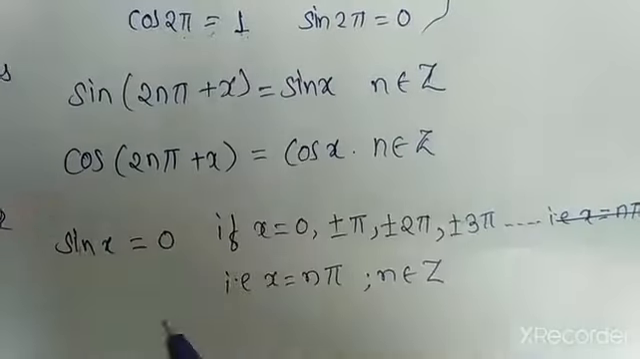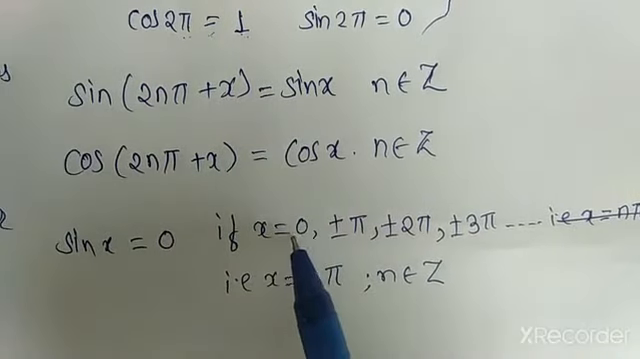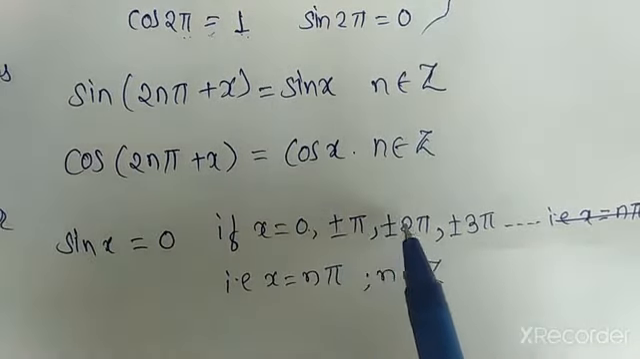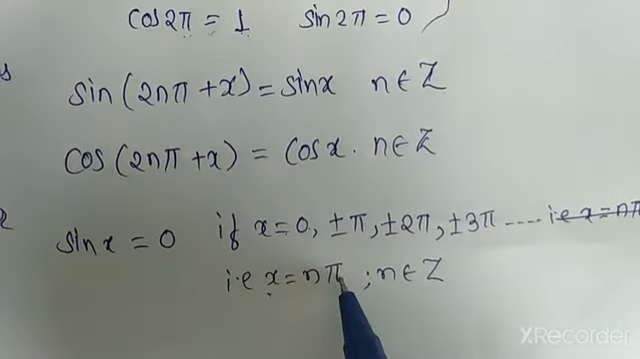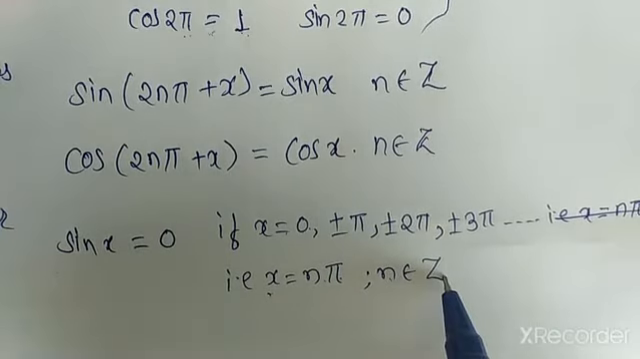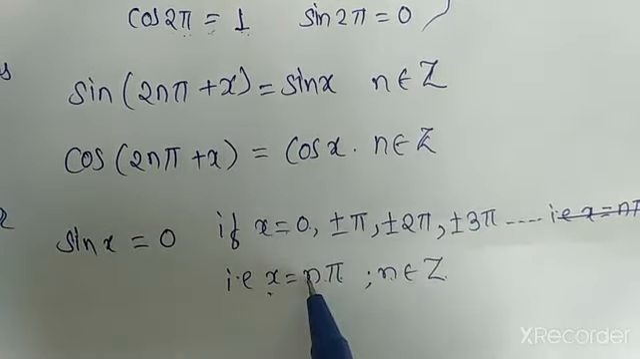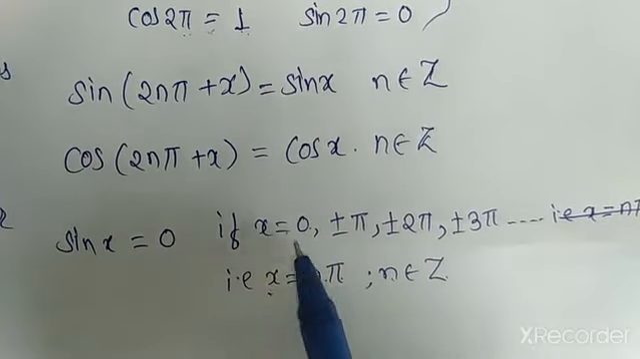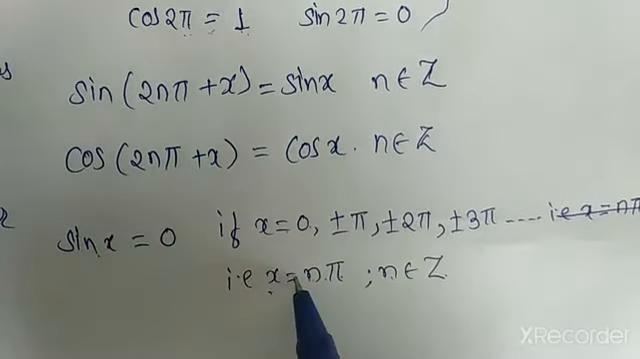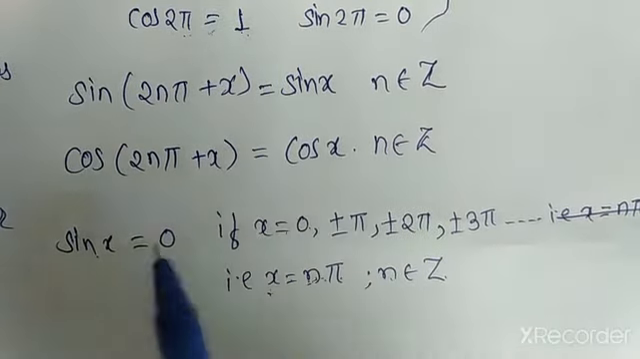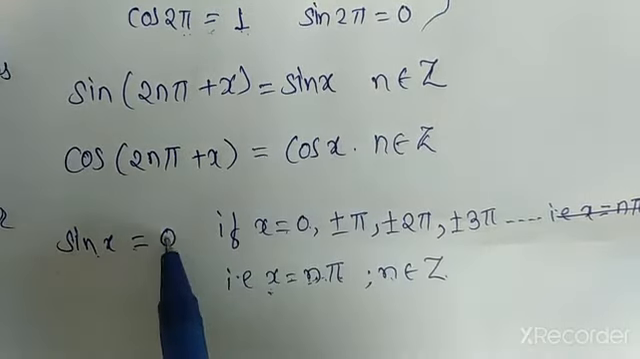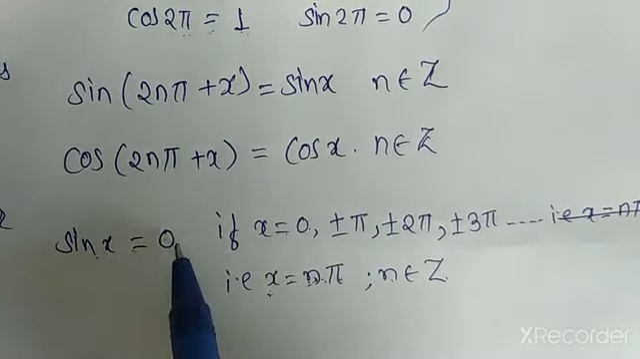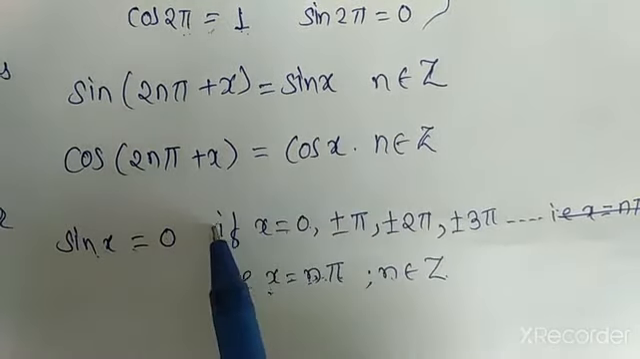So further, sin x is equal to 0 for x is equal to 0, ±π, ±2π, ±3π and so on, which means x is equal to nπ for n belongs to Z. That means for any value of n, sin x will be 0. For n equal to 0, x is 0, so sin x will be 0. For n equal to 1, x will be π, so sin π is 0. For n equal to -1, sin of -π is again 0. So it will have a condition like this.